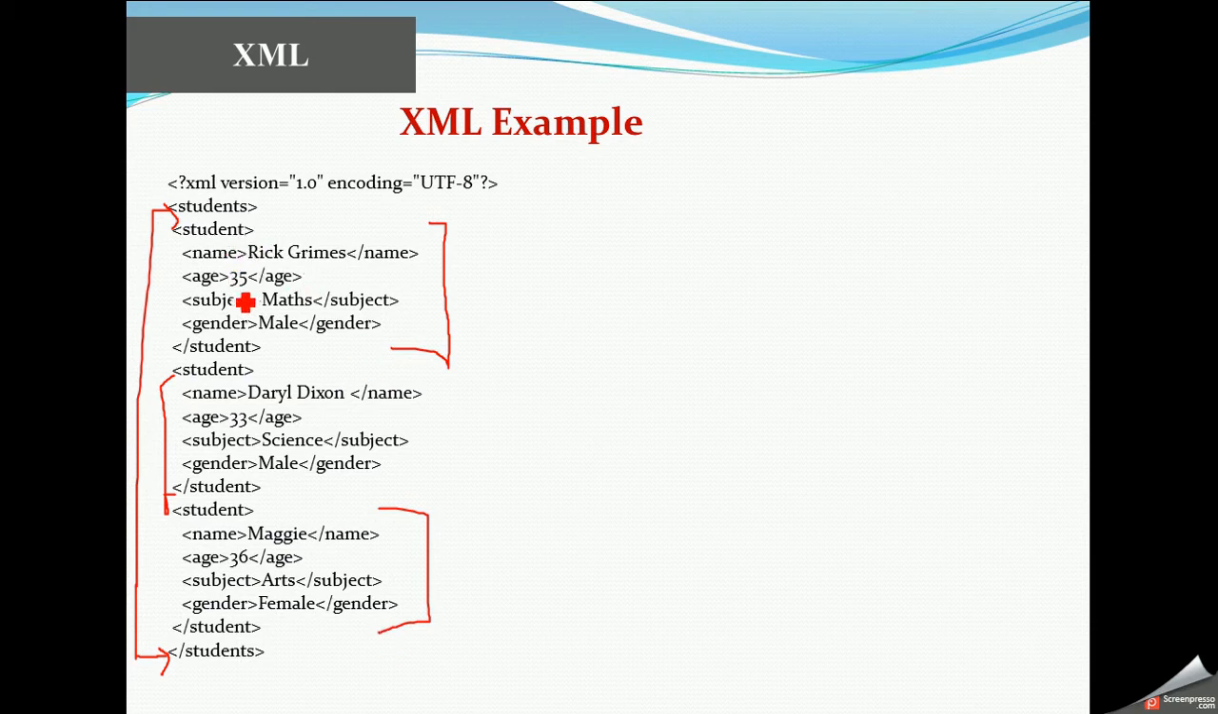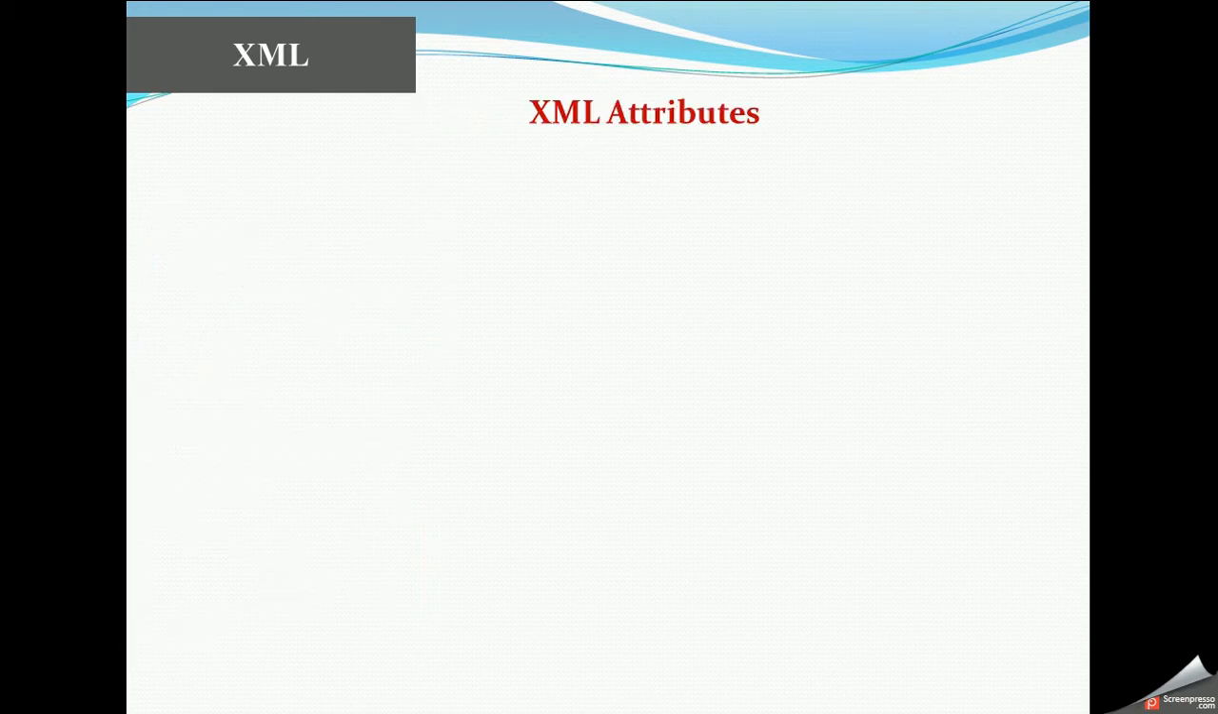In those we have sub-children, that is name, age, subject and gender, and again name, age, subject and gender, and again name, age, subject and gender. So this is the way in which you will write your XML program: root element, then child, and then sub-child. You will write this in Notepad, save it with .xml, and then run it on any web browser.